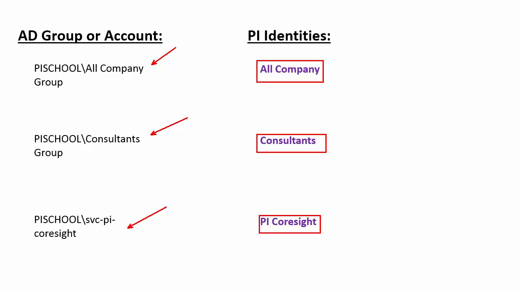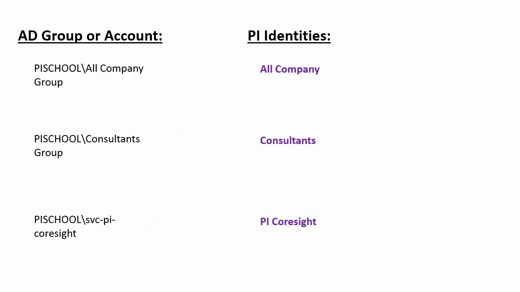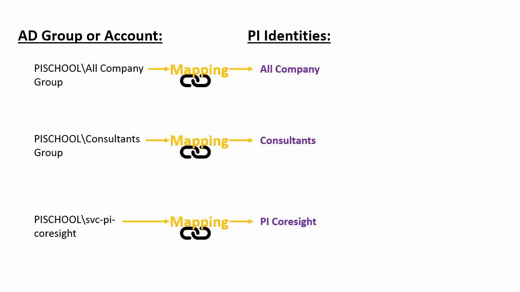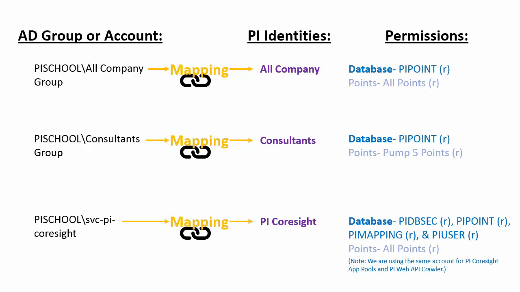We still need to be able to link our Active Directory groups and accounts to our Pi identities, so we'll need to create mappings for them. Once we have the mappings created, we still also need to set up permissions for these new Pi identities. So in our case, based on the needs we just saw, these are the permissions that we're going to need.